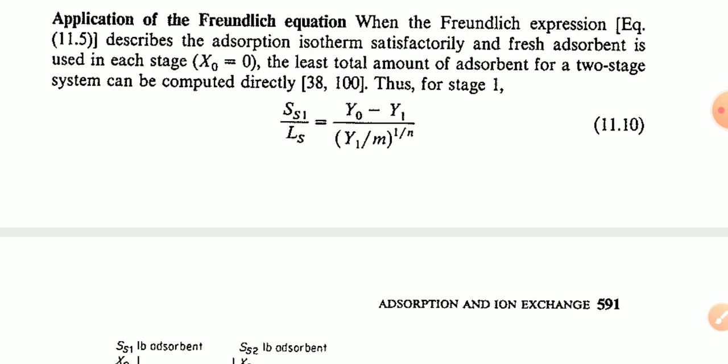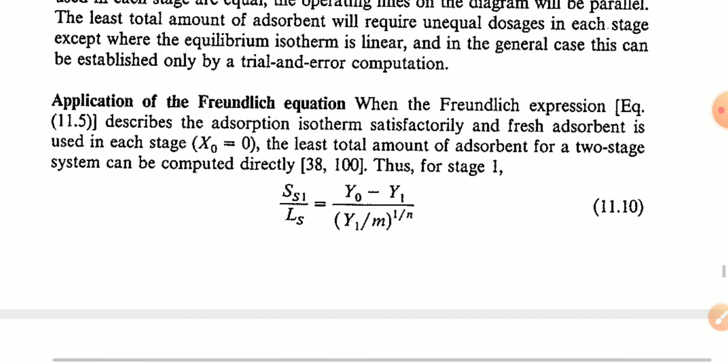When the Freundlich expression holds, write down this equation: SS1 by LS is equal to (Y0 minus Y1) by (Y1 by M) raised to 1 by N.